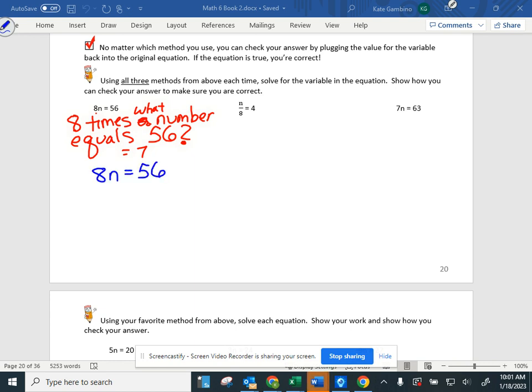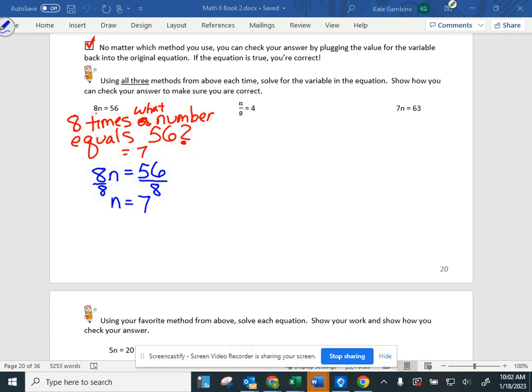If I have 8n, what is the opposite operation? Bennett? 8 divided by 8. Yep. And then 56 divided by 8. I'm going to divide both sides by 8 because what I do to one side, I do to the other. I want to get my n by itself. I want that 1 in front. 1 times n. So 8 divided by 8 is n. 56 divided by 8 is 7.